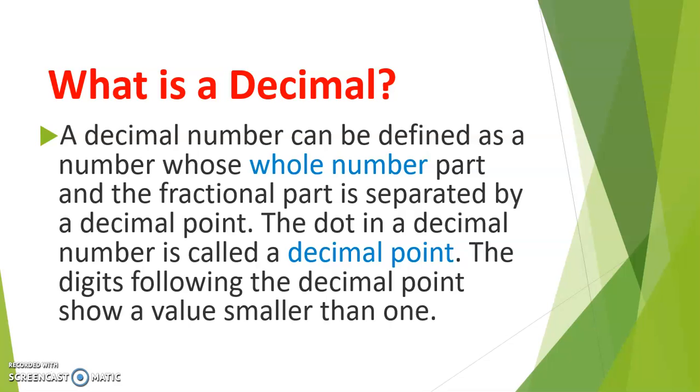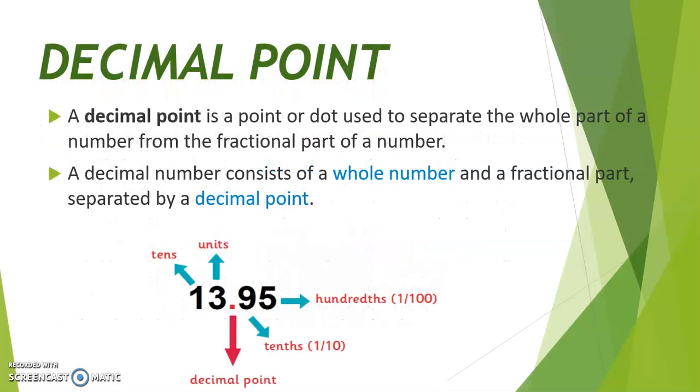The digits following the decimal point show a value smaller than 1, meaning that all numbers after the decimal point are less than 1. They are fractional numbers. So a decimal point is a point or a dot used to separate the whole number part of a number from the fractional part of a number.